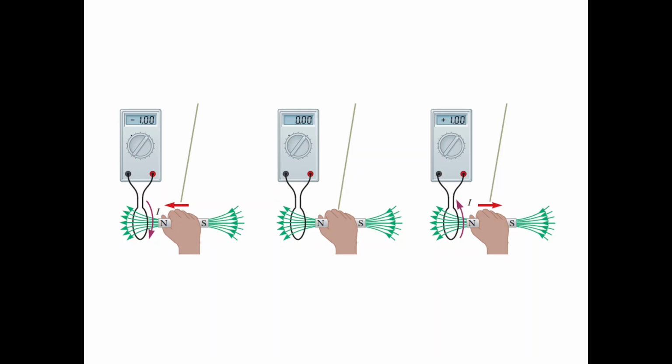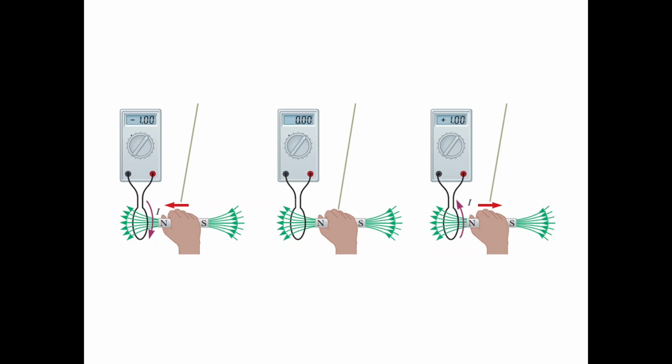So no changes happen. There is no change of magnetic field flux over time, and our instrument is showing zero, which is valid for both voltage, like electromotive force, and current.